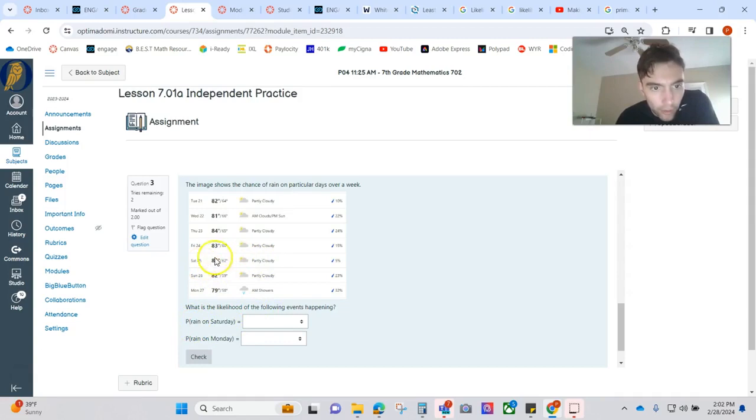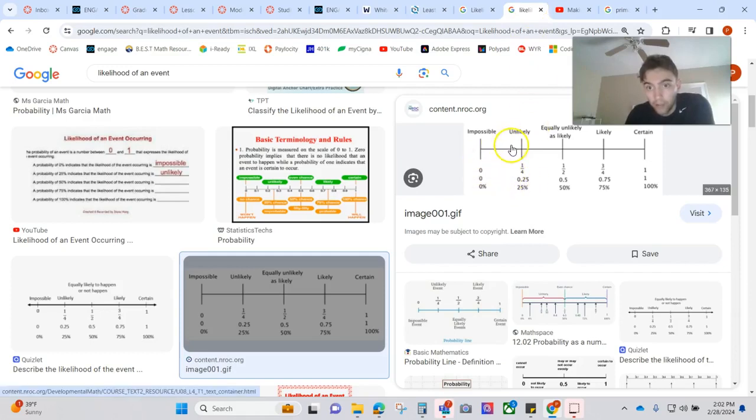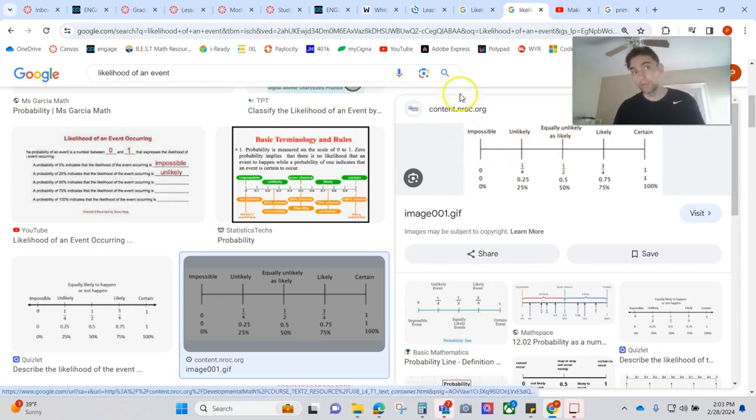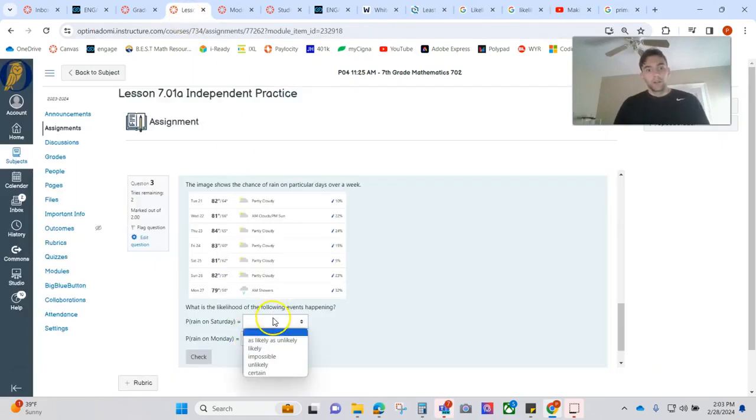Saturday. So its chance of rain is 5%. Only a 5% chance of rain on Saturday. And if I look at this vocab chart, at 5%, it's not impossible that it's going to rain. It's not certain. It's also not 50%, not equally unlikely as likely, like flipping a coin. So I think it'd be unlikely. Less than 50%, but more than impossible. So I would say unlikely.